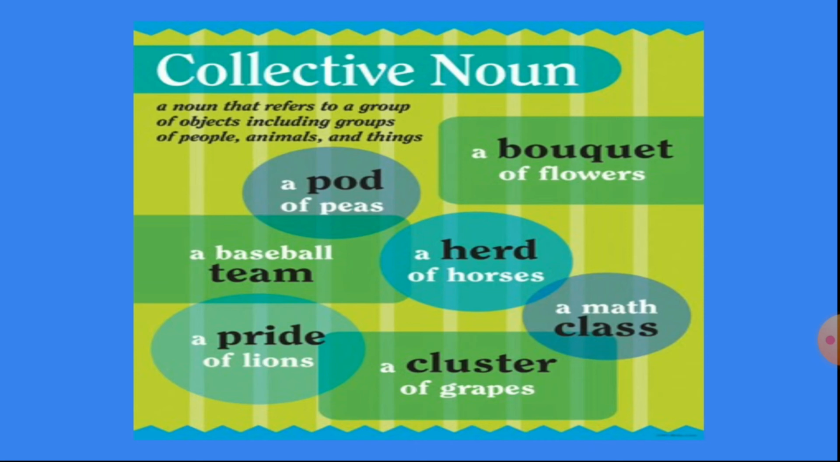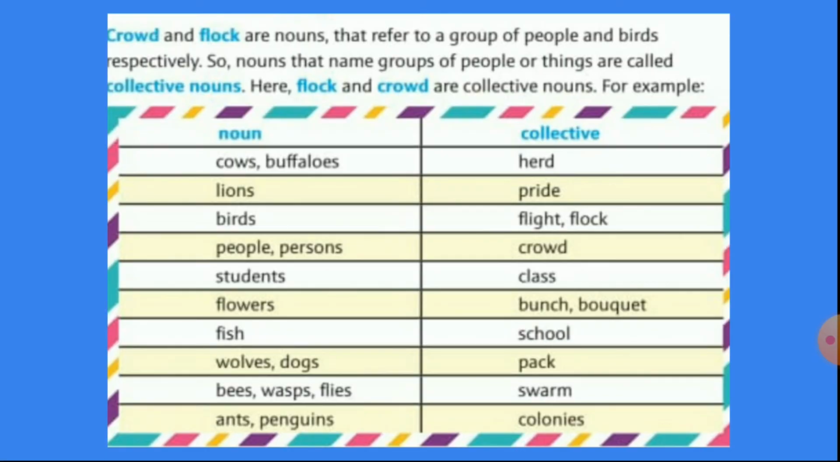Now, here all the words written in black are collective nouns, which are used for more than one thing or more than one animal, more than one person of the same kind. Okay? Let us see some more. Here some nouns are given, and the collective nouns which can be used for them are given in the second part. Please see, if there are cows or buffaloes, we can use herd.